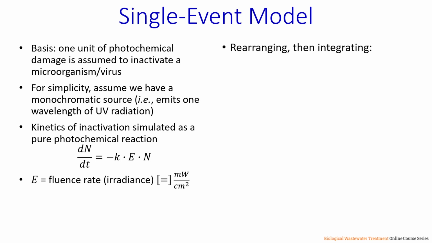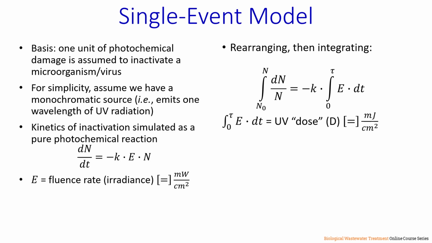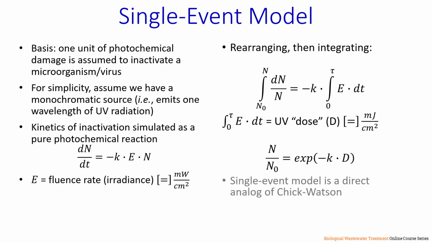Mathematically, we can rearrange this equation and then integrate to yield the following form. If we then recognize the formal definition of the UV dose as the time integral of the fluence rate field applied to the target, then we can develop the common form of the single event model, which tells us that we should expect first order loss of a microbial population with an inactivation constant K, and again, dose represents the master variable in describing the behavior of this system. The single event model has logic and mathematical derivation that are direct analogs of the Chick-Watson model. And again, to emphasize, dose is the master variable.